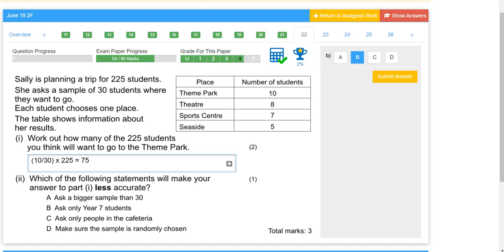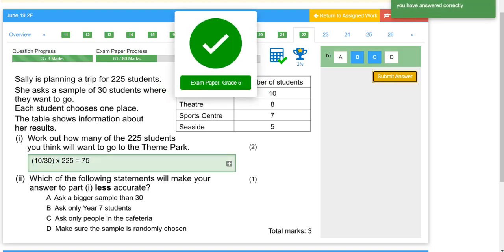Asking only people in the cafeteria, well, some people like to stay in the cafeteria, but what about the people who are outside on the playing fields? Maybe they might be more sporty, they might want to go to the sports center. And if we only ask a certain number of people in a certain area, it might not be very accurate. So I reckon C will also be an answer. Let's see if we're right.